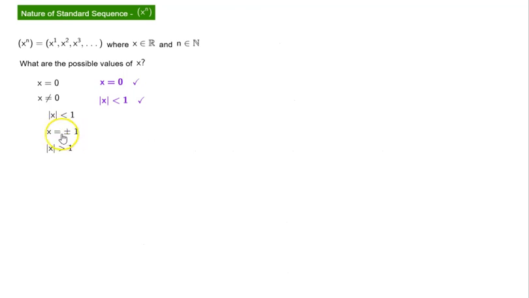Now let's look at the next case, that is x is equal to plus 1 or simply x equal to 1. So that means the x to the power of n sequence is equal to 1 to the power of 1, 1 square, 1 cube, 1 to the power of 4 and so on. Simplifying it, we get just ones.